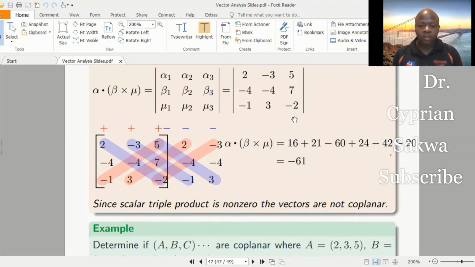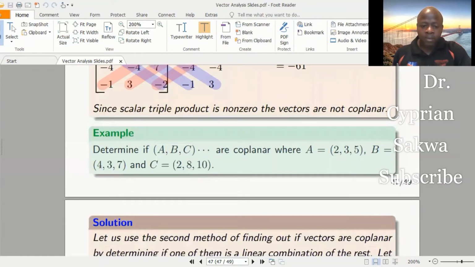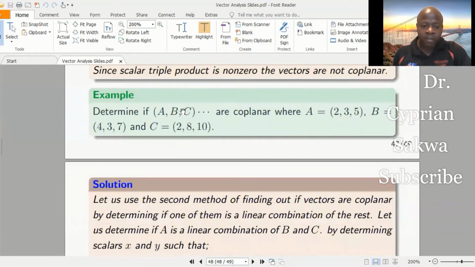So the first two examples we've used the knowledge of the scalar triple product. And in the following example, I want to use the method of seeing whether one of the vectors can be written as a linear combination of the other two vectors. So let me begin. This example says determine if A, B, C are coplanar, where A is given by this, B is given by that, and C is given by this. So we use the second method.